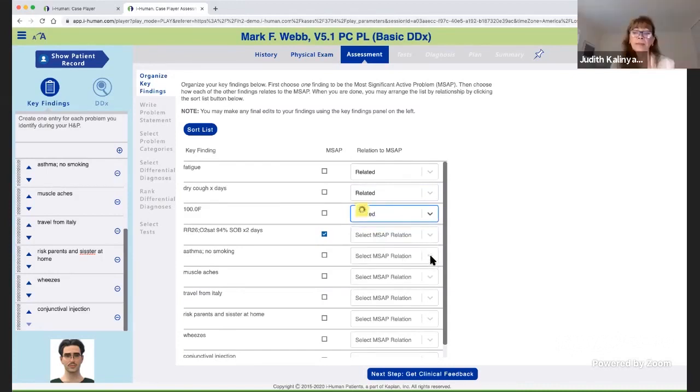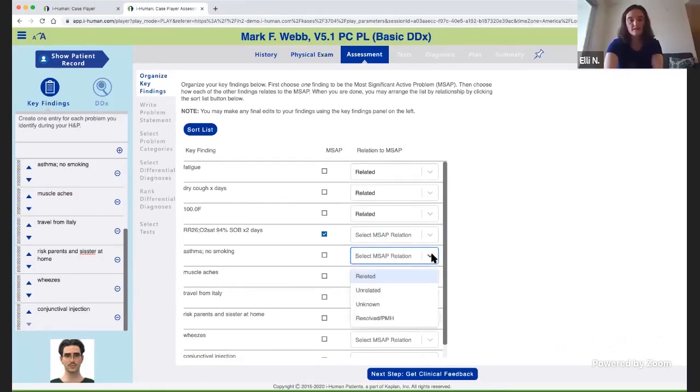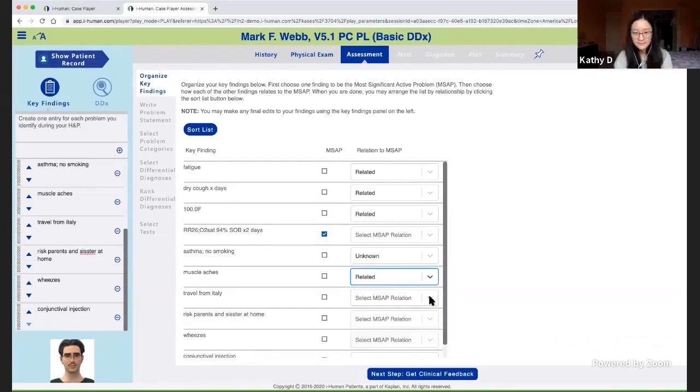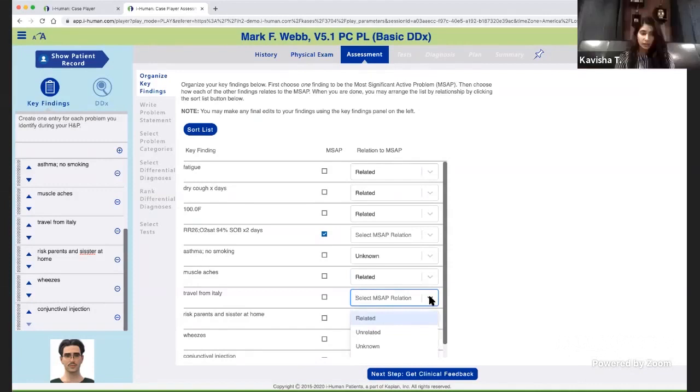What about the asthma? A potential complicating factor, so it puts him at higher risk for complications. Okay. But is it related to his shortness of breath? Unknown. We don't know. It might be contributing. Maybe he's not moving as much air in those areas that are wheezy. So maybe. What about the muscle aches? Related.